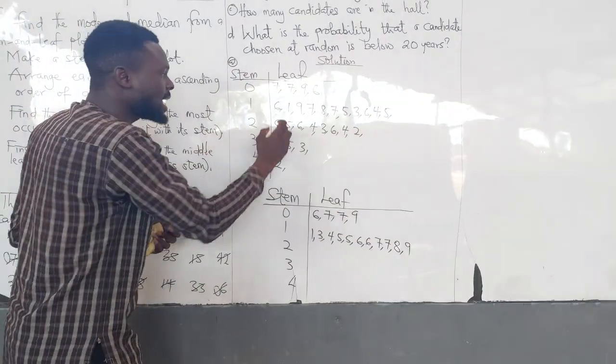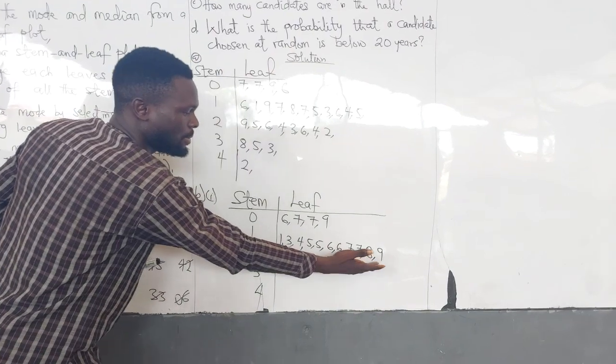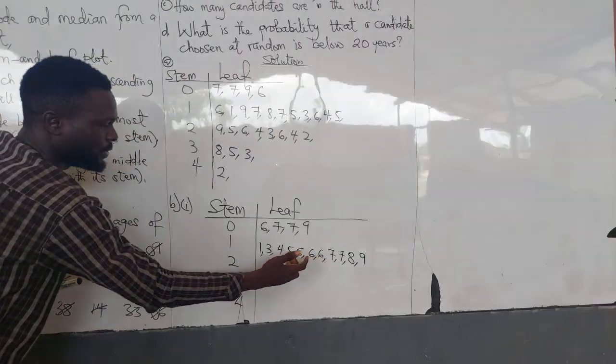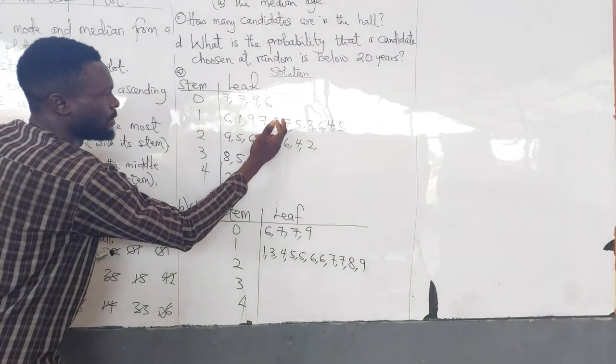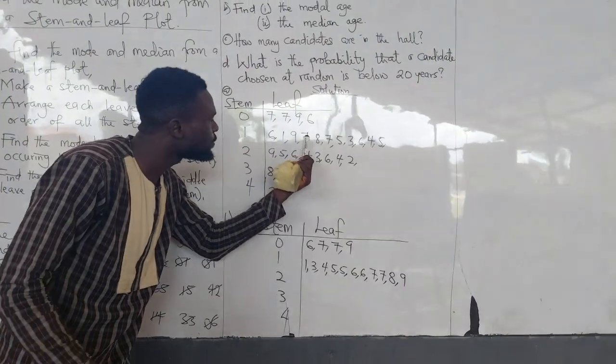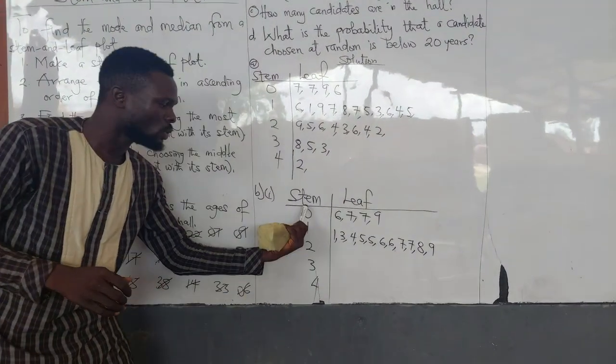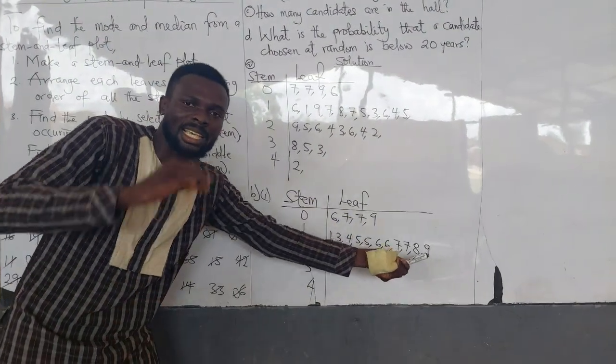If you are done, just count and make sure that the number of leaves you have here are the same number. So 1, 2, 3, 4, 5, 6, 7, 8, 9, 10, 11. So we have it there. We've arranged the leaves of stem 1 in ascending order.